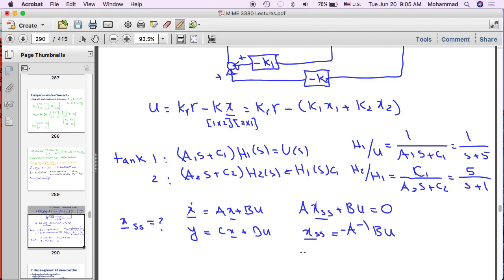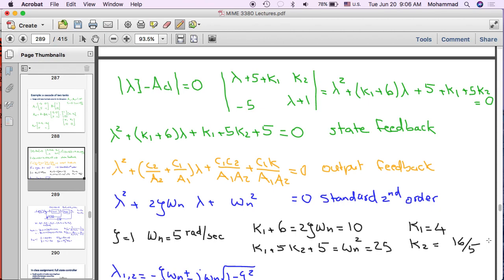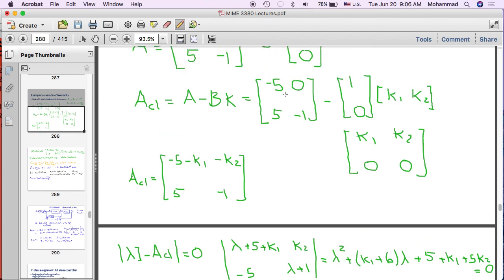Now, if you're interested in finding x steady state when you're controlling the system, instead of A of open loop, you have to use A of closed loop. So if you convert this to A closed loop, you find x steady state when you're doing state feedback. Okay, so we already know what A closed loop is, don't we? We found it right here. Minus 5, minus K1, minus K2, 5, and minus 1.